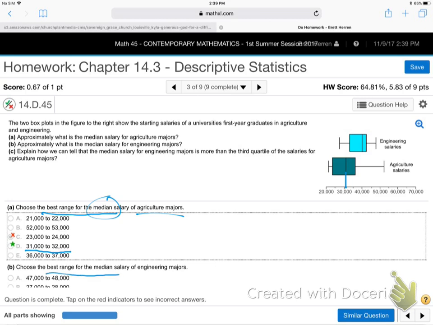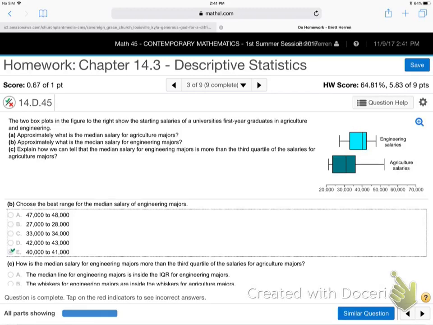Choose the best range for the median of engineering. Well, here's the middle of engineering. Right around 40, doesn't it look like that? All right, so engineering, like I said, it looks like it hits about 40. Yes, that's 40 to 41. That looks right. Okay.